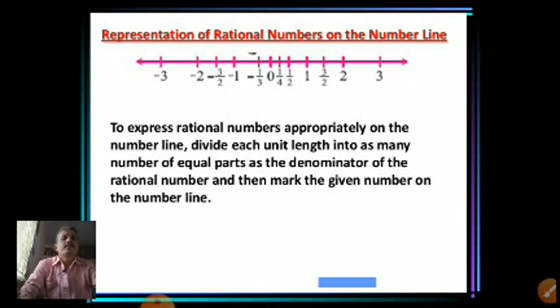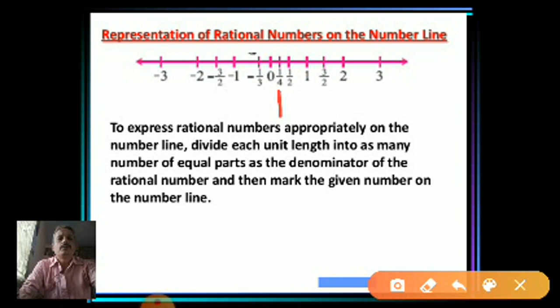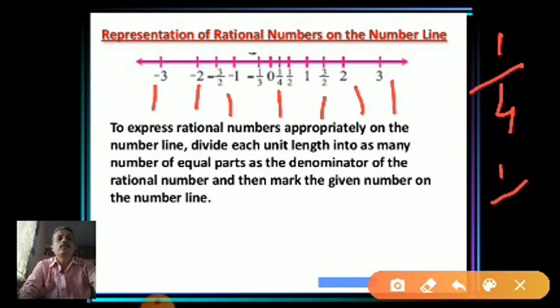Rational numbers can be represented on a number line also. Here is an example of a number line showing 0, 1, 2, 3, minus 1, minus 2, minus 3. But in between 0 and 1, there are two numbers written, 1 upon 4 and 1 upon 2. So these both are rational numbers.